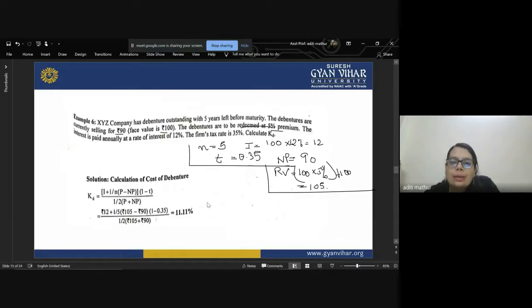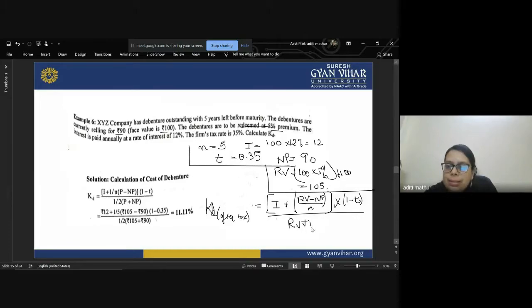Now let us just write the formula. That is, KD after tax is equal to interest plus RV minus NP divided by N, multiplied by 1 minus T, whole divided by RV plus NP divided by 2.